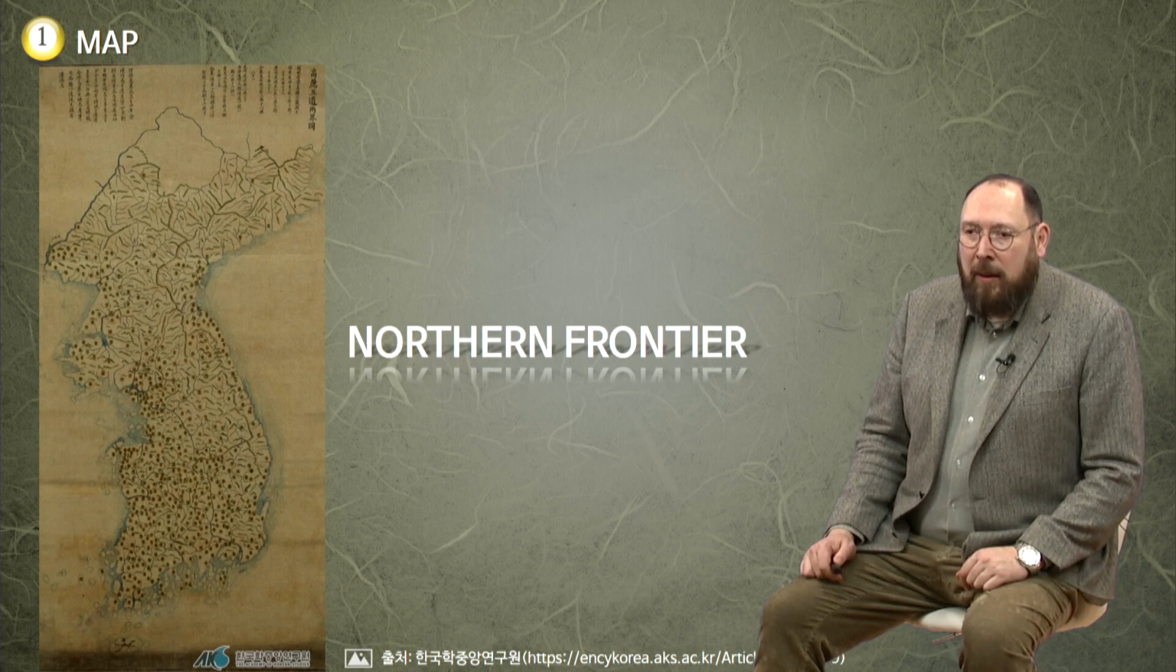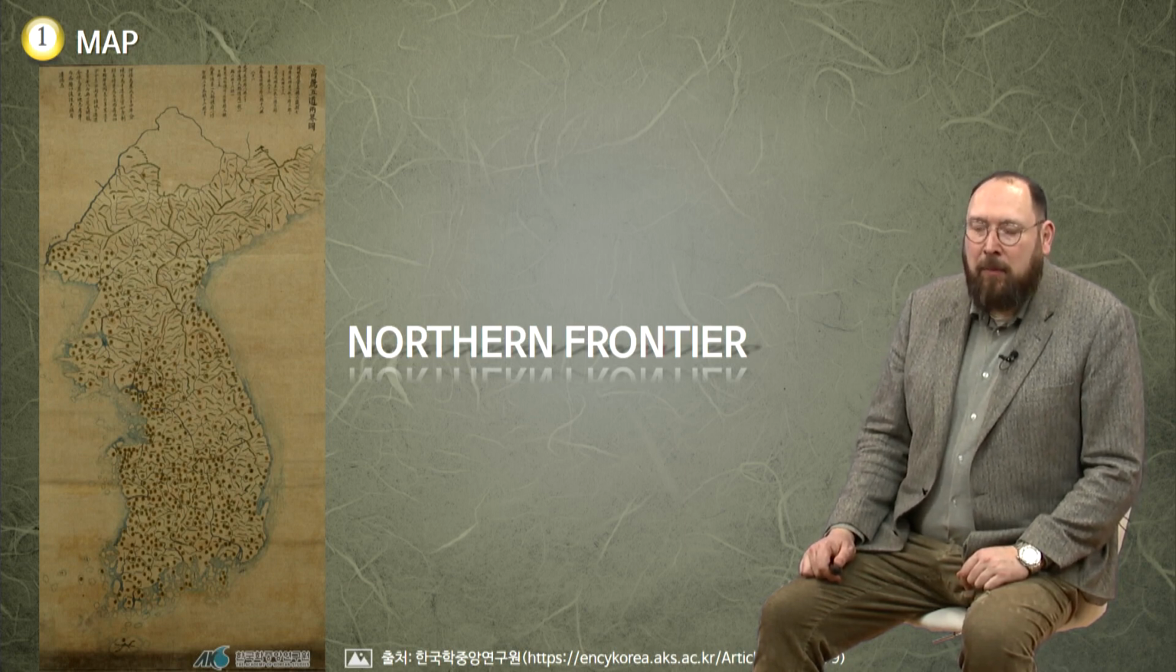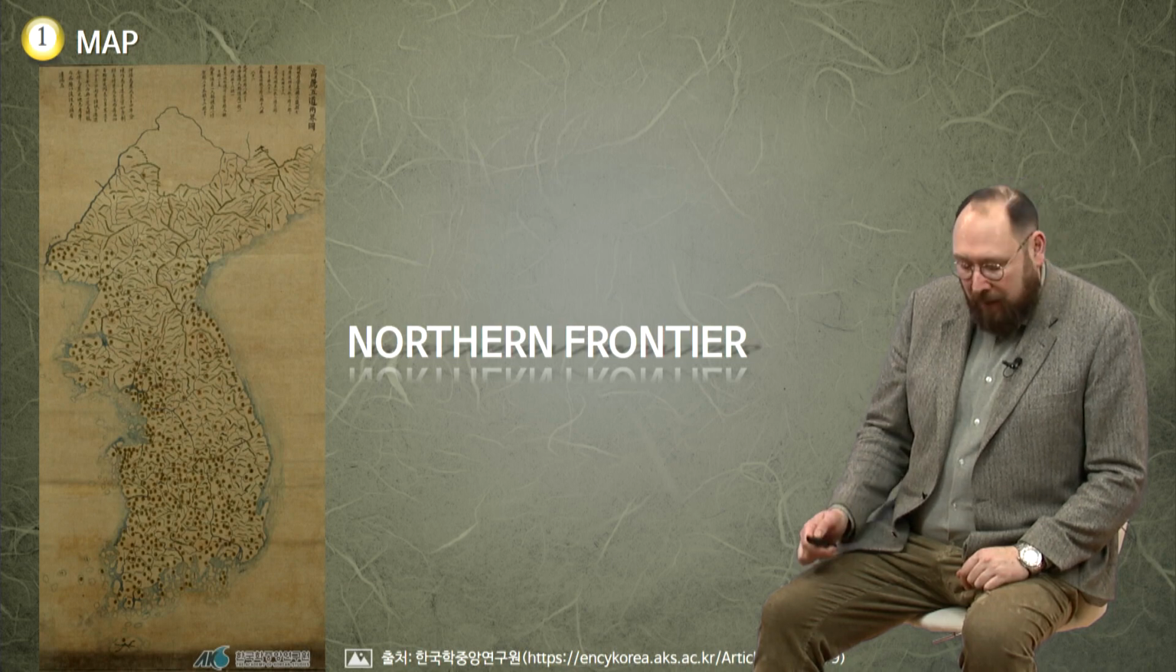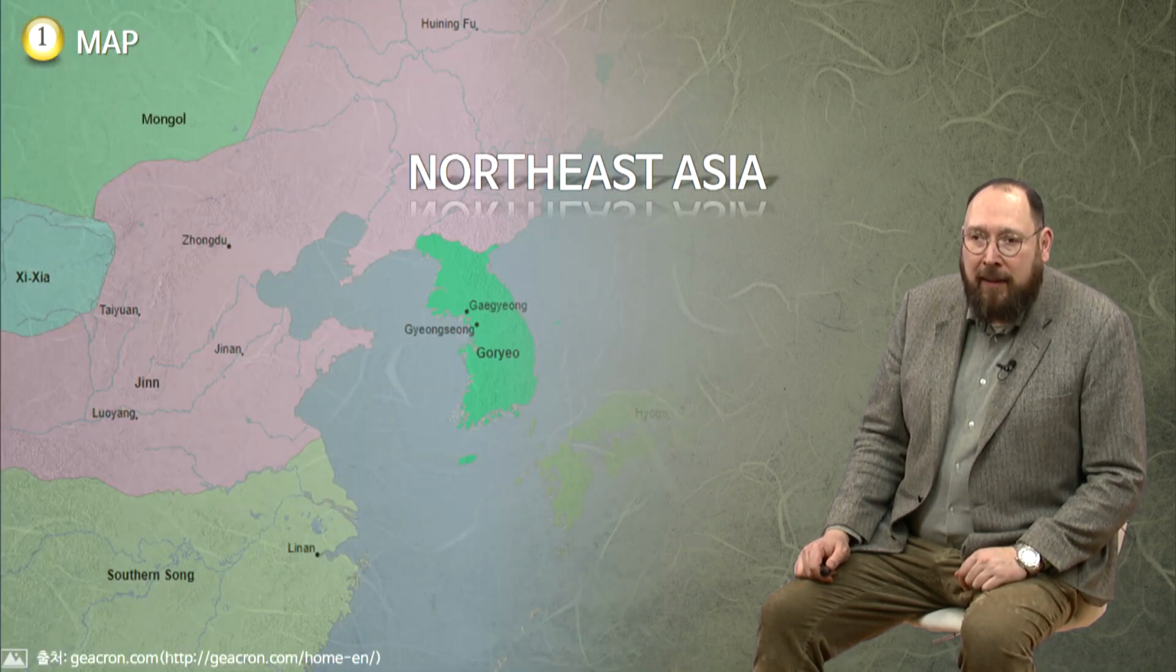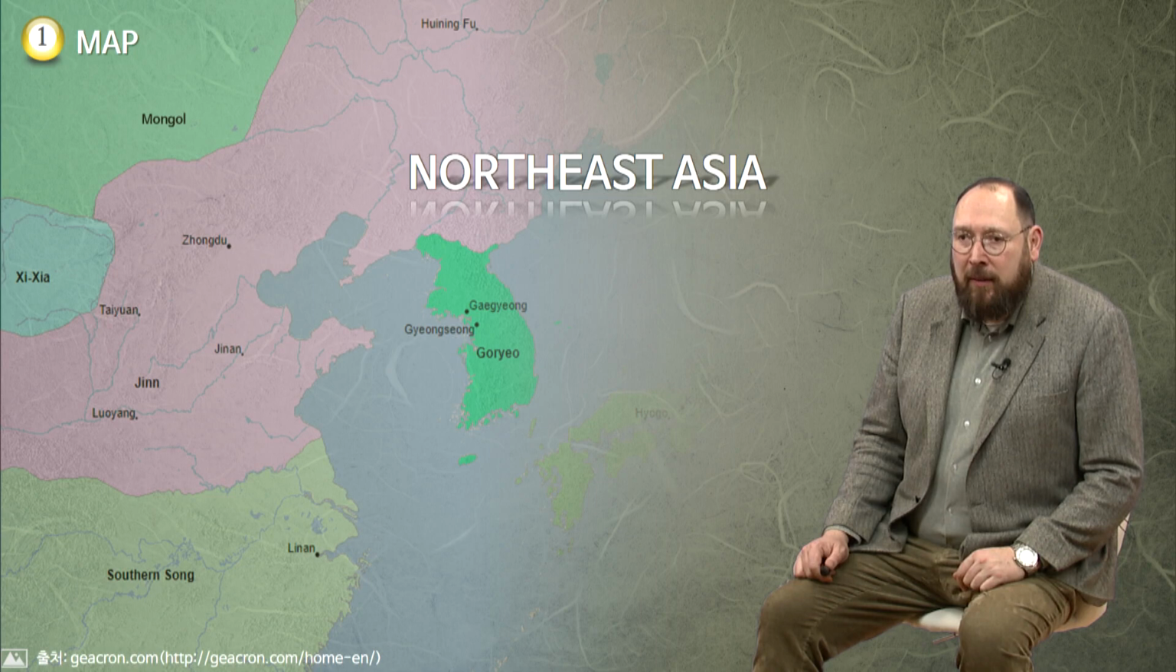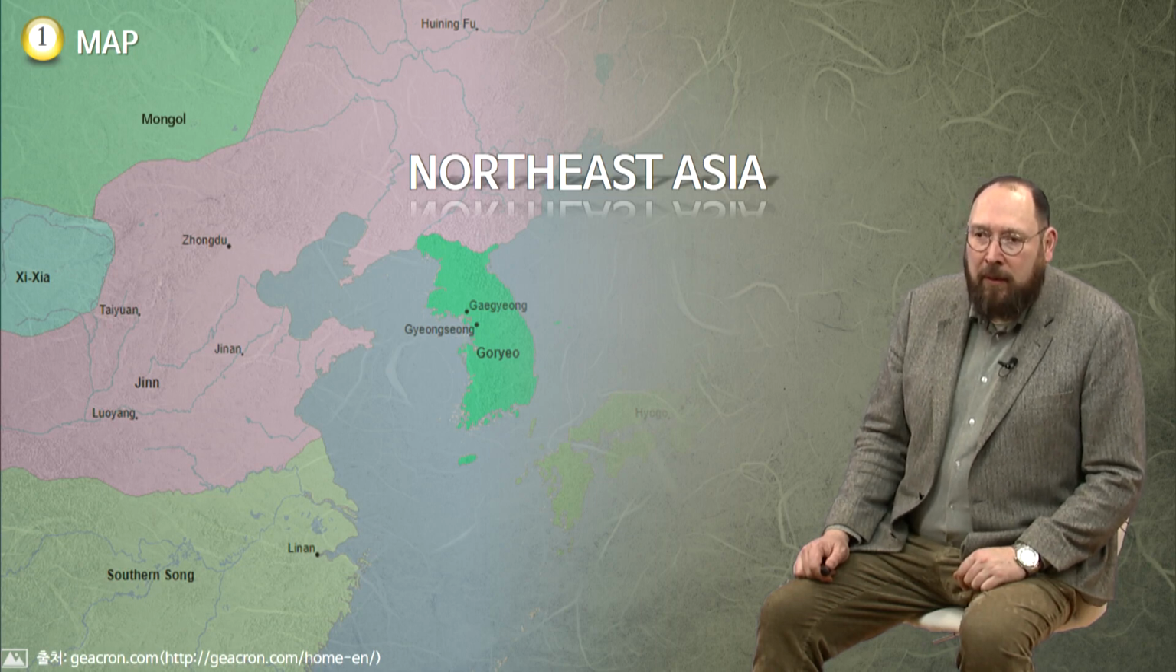It's not exactly clear where they come from or who they are, and that would be another lecture. What is important here is what they did there. If you look at the map here, you can see Northeast Asia in its entirety and Koryo as part of Northeast Asia.